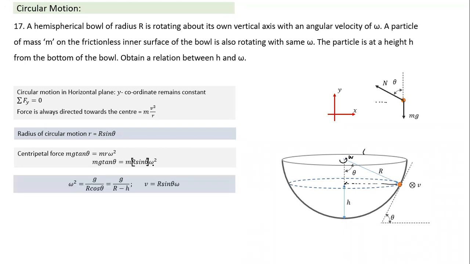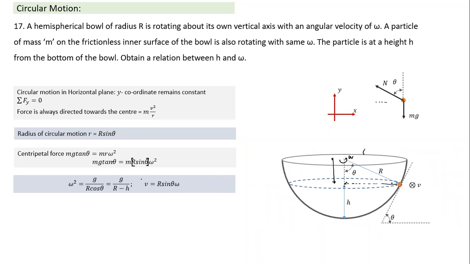Let me simplify this equation. What is omega square? Omega square is equal to g by, see, the sine theta term cancels out. What is left is cos theta, and the r term comes here. So omega square is equal to g by R cos theta. What is R cos theta? R cos theta is this height, and this height is nothing but R minus h. So this is the relationship between omega and h, and we can easily solve such questions.